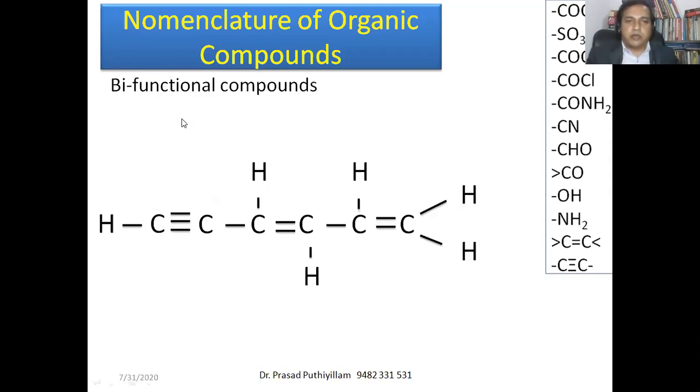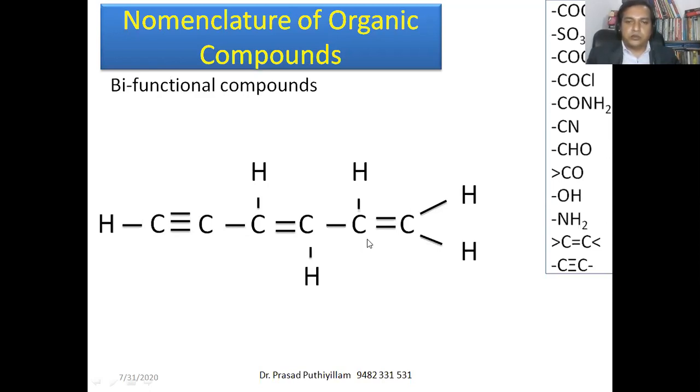Another bifunctional compound is given. So here, which is the functional group? Here it is the triple bond and double bond. Here two double bonds are there, and a triple bond is there. When a double bond comes, the higher priority should go to the double bond, then comes the triple bond. So here we can see the priority list that is given. A double bond gets a higher priority. Therefore, we cannot count the carbon atoms from the extreme left side. We have to count from the right side.